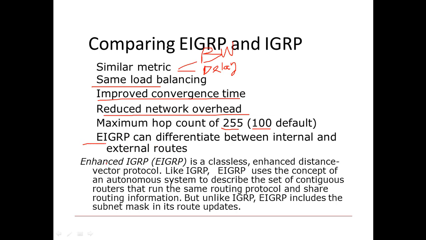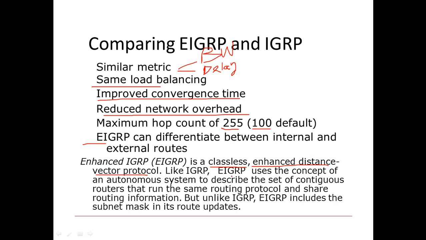So EIGRP is basically classless and can also support classless routing and VLSM. We have discussed these in the previous classes, so I think you will not have any trouble with that. And as I've told you, it is an advanced or enhanced distance vector protocol. Instead of that, you can also use the term enhanced distance vector protocol.